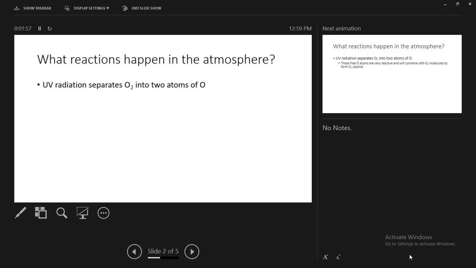The first reaction: UV radiation separates oxygen into two atoms of oxygen. So UV radiation separates oxygen gas, or you might say molecular oxygen, into two atoms of oxygen.